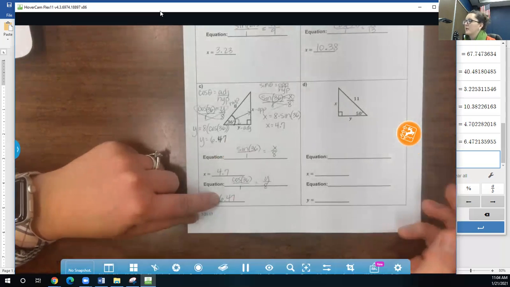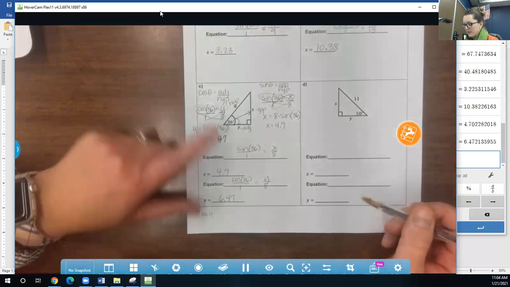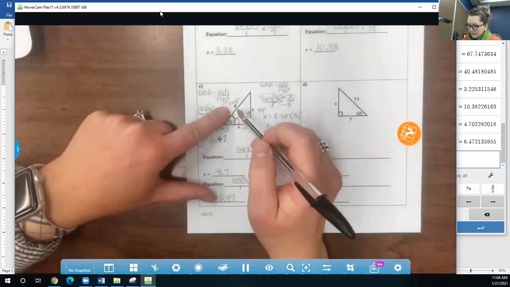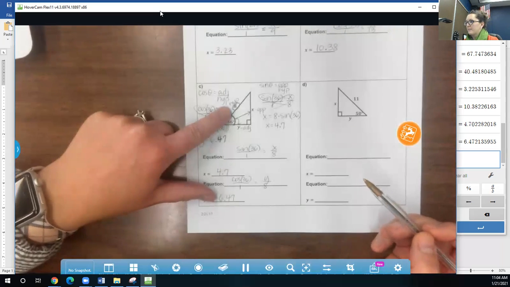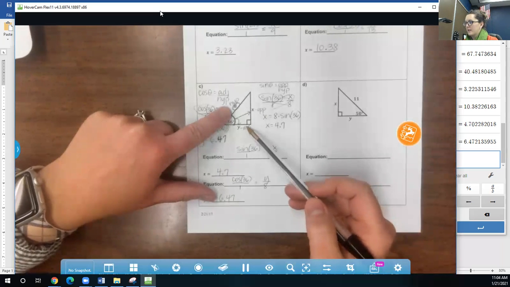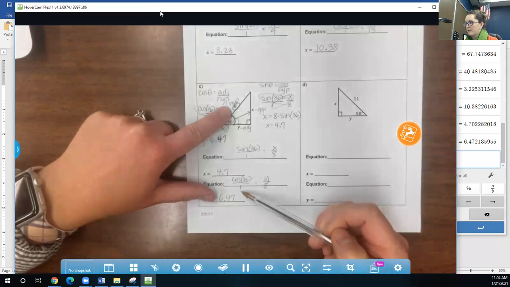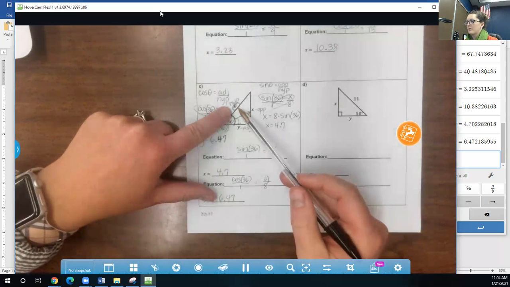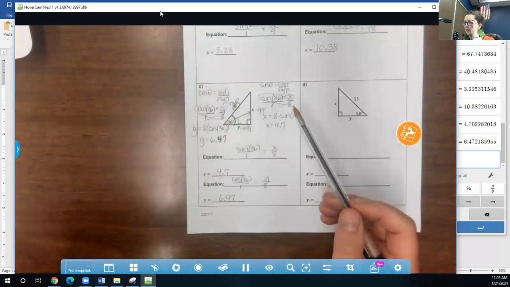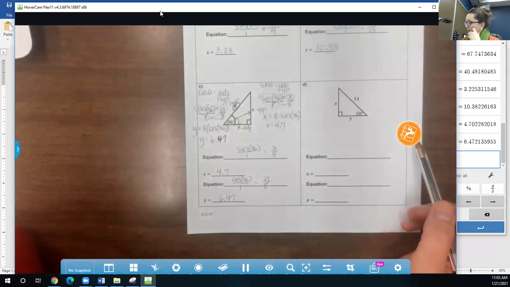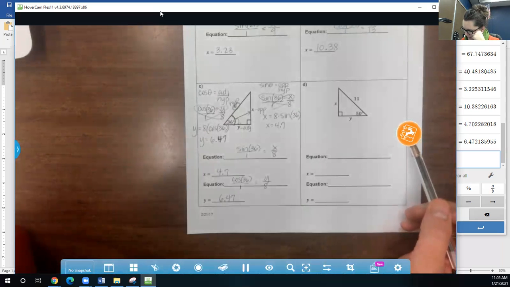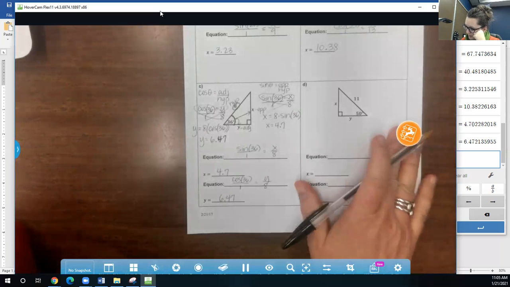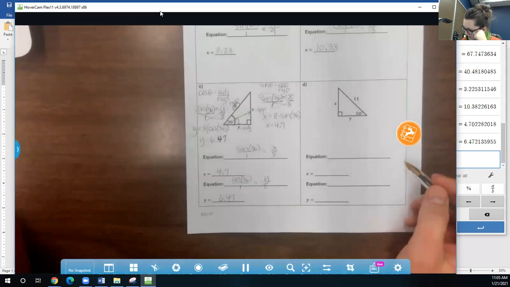And now I want to think, are they reasonable answers? So I'm going to look. My longest side is 8. Are my other two sides less than 8? Well, yeah, this one's 4.7 and that one's 6.47. So those two make sense because they shouldn't be longer than 8 because it is a right triangle, right? And your hypotenuse should be the longest side. All right, let's look at letter D and we'll be finished with our notes. You'll be ready to try some out.